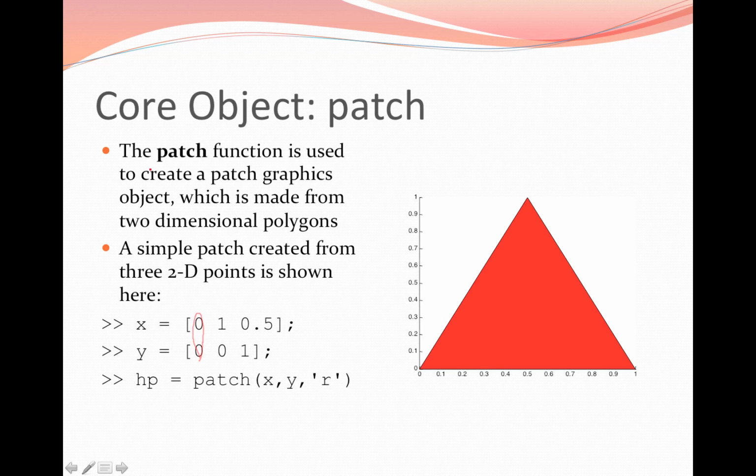The first is 0, 0, so this point over here. The second is x is 1 and y is 0, so this point over here. And then the third is 0.5, 1, so this point up here. So those are my 3 vertices that create the patch, and I pass those 2 vectors, x and y, to the patch function and the color red, and you see it fills in the patch with the color red. So that's a simple way of creating a two-dimensional patch.